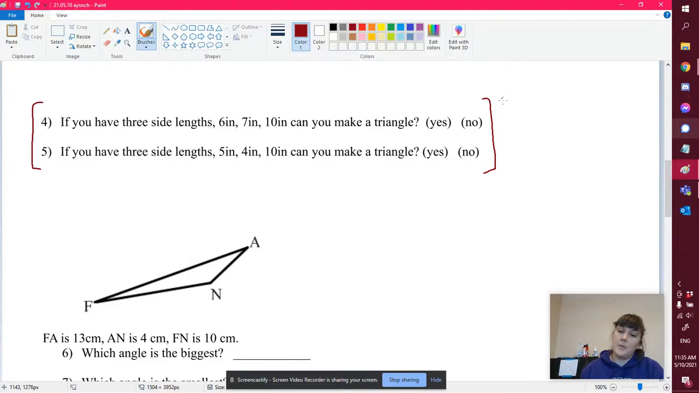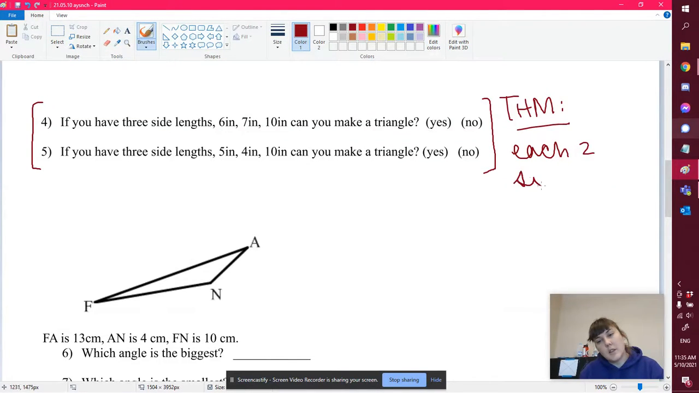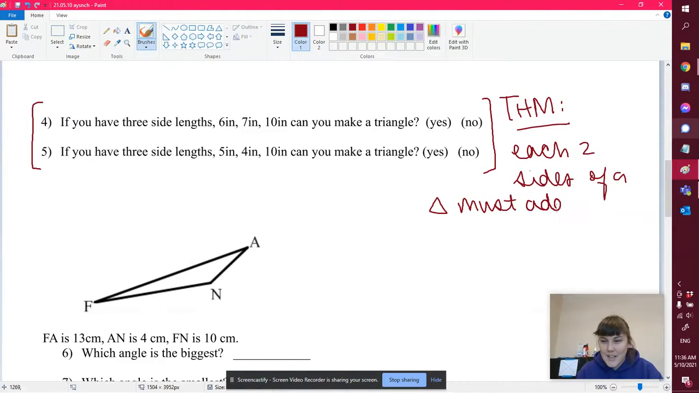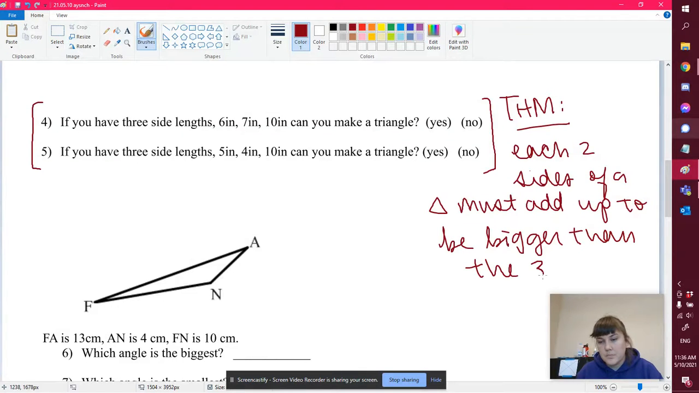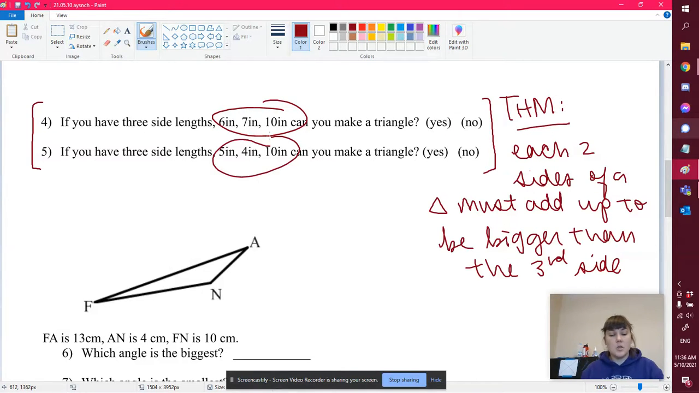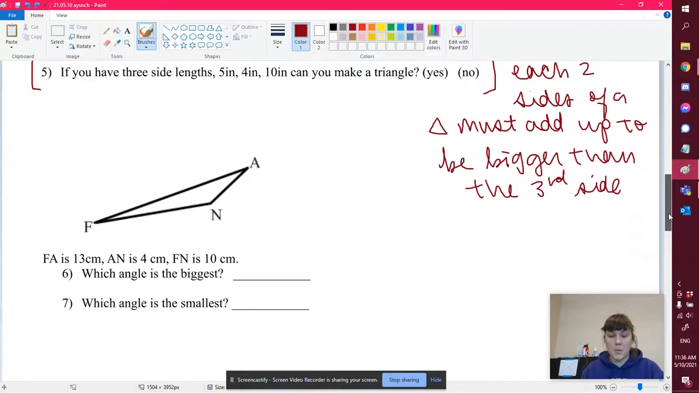For numbers 4 and 5, the theorem that we should remember is each 2 sides of a triangle must add up to be bigger than the third side. So we're just checking to see if any 2 sides are bigger than the third side when we add them up for these 2. And that was our triangle big question 1.